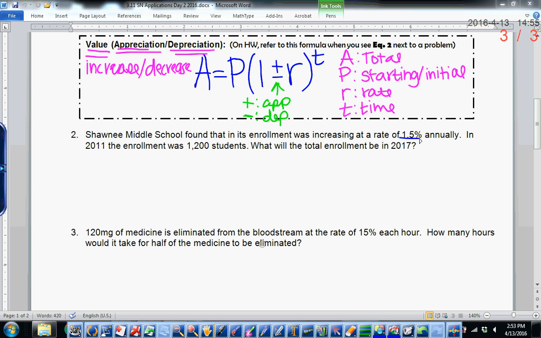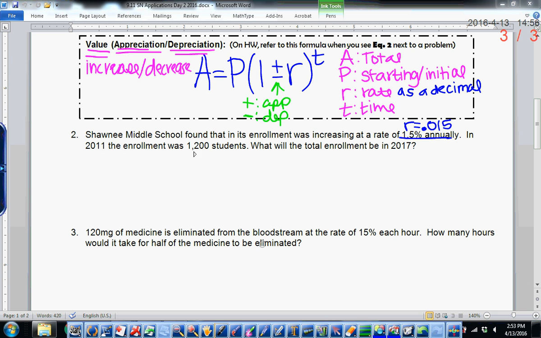We've got this 1.5%. Okay, so our R still has to be given as a decimal. So if you want to write that up here as a decimal, that's probably a good plan. So here our R is going to be 0.015. This annually tells us that our time is in years. But for these formulas, your time does not always have to be in years. Okay, it just happens to be in this problem.